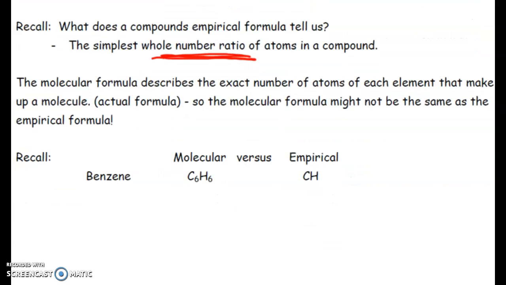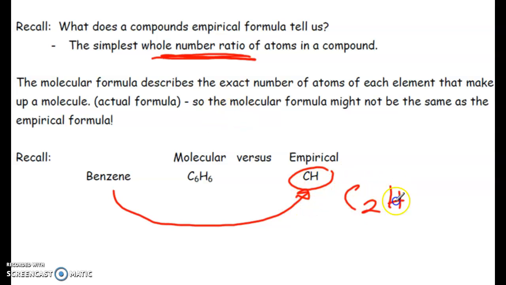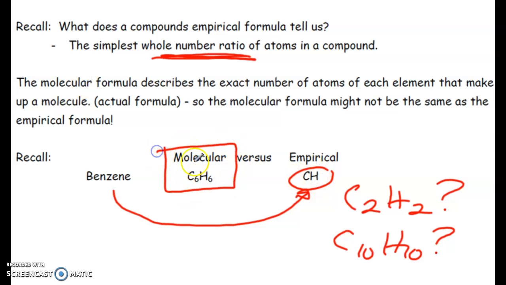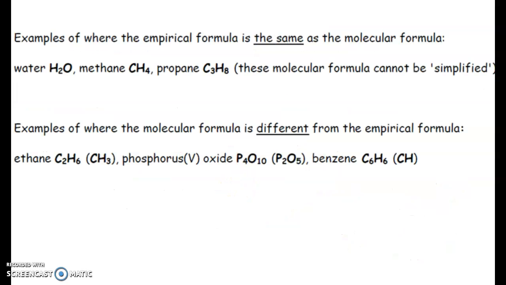So for example, if I had benzene's empirical formula, this doesn't really tell me much. Is it C2H2? Is it C10H10? We don't know what the actual formula is. By knowing the real formula, the true formula for benzene, that obviously tells us a lot more information. So what we're going to look at today is how we can go from the empirical formula to the molecular formula. If we have this information, how can we solve for what the real formula of the molecule is?